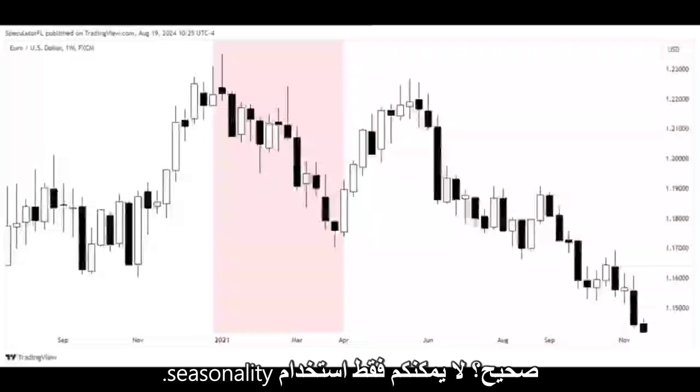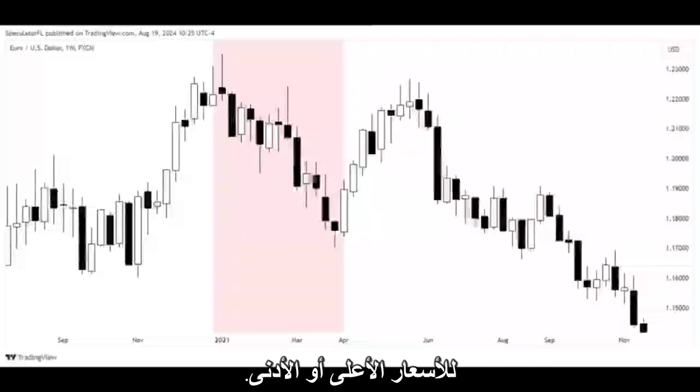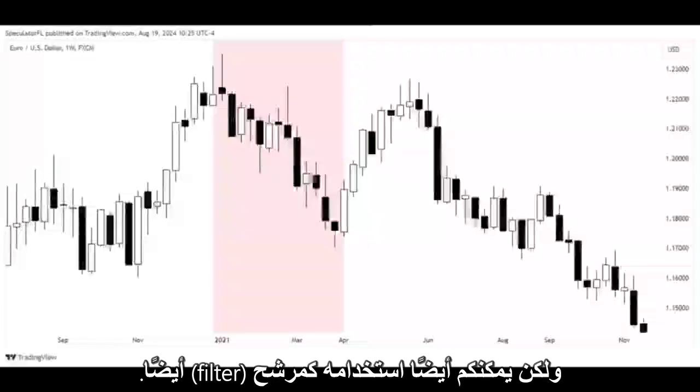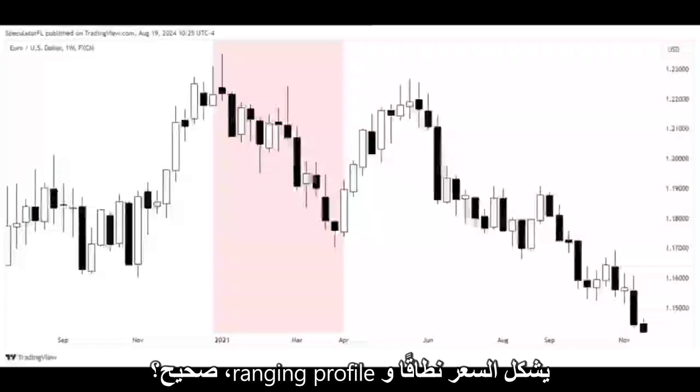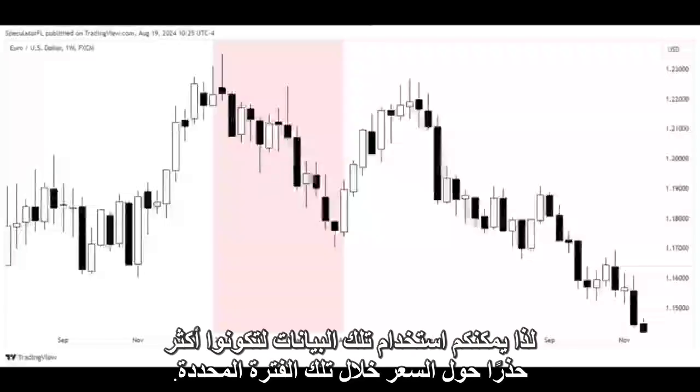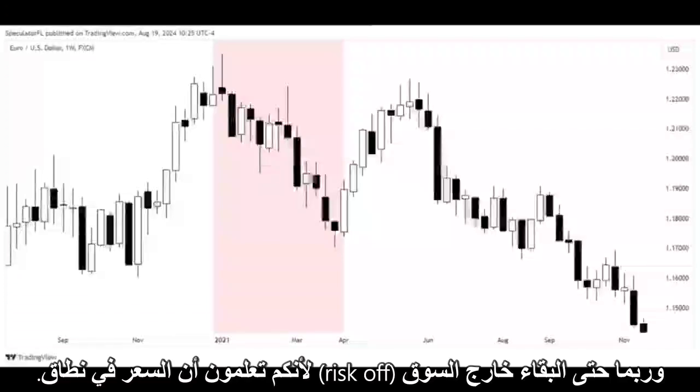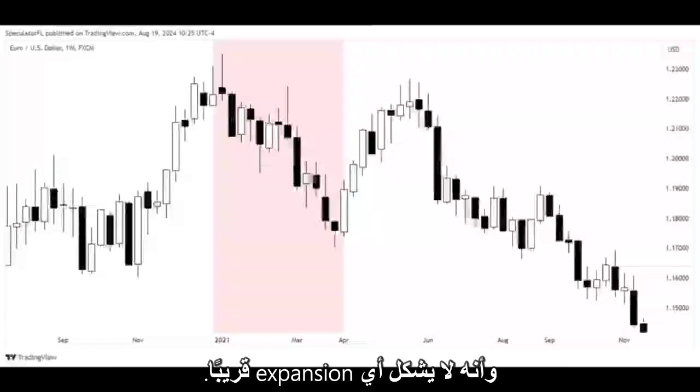You can not only use seasonality for higher or lower prices, but also as a filter, because you can see on the seasonal chart that at certain times of the year price forms a range and a ranging profile, right? So you could use that data to be more cautious around price during that particular time of the year, and maybe even stay risk off, because you know the price is ranging and it's not forming any expansion anytime soon, so you could take a break there, right?